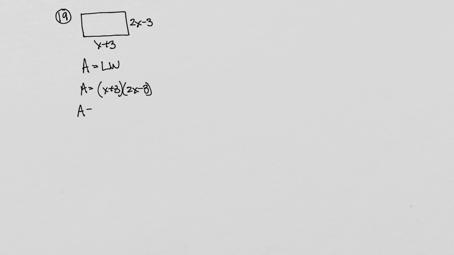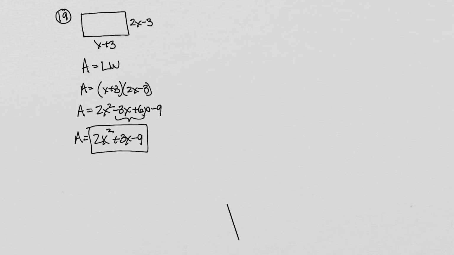Let's multiply these. A is equal to, all right, first and first is 2x squared. The outer, right, x times negative 3 is negative 3x. The inner product, 6x. And then the last and the last is a minus 9. Combine those middle terms. So here's the expression we're going to use for the area. We've got 2x squared. Now, negative 3x plus 6x is plus 3x and then minus 9. That's what we're looking for as an expression for the area.